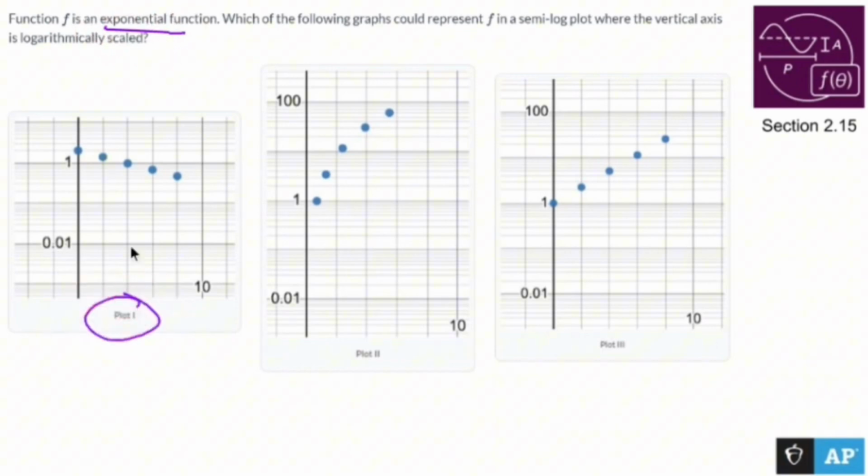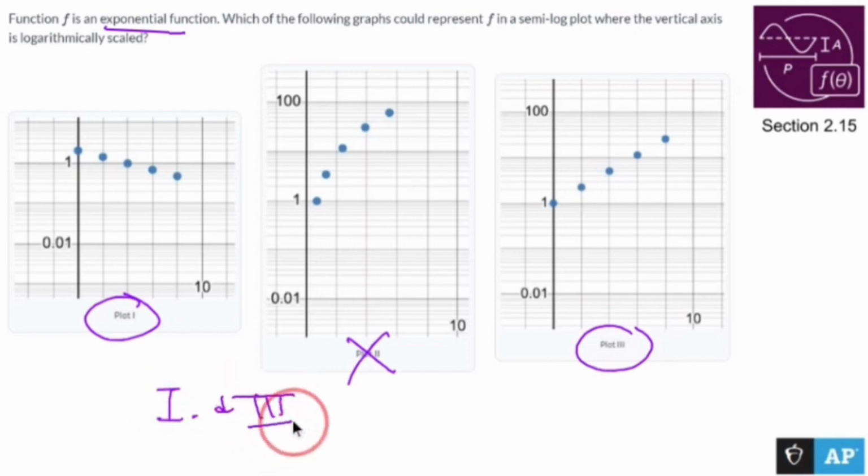1 does that because that appears linear to me. 2 doesn't because that appears not linear to me. And 3 does that because that appears linear to me. So the answer for this one is going to be 1 and 3, because the goal of a semi-log plot is to make exponential functions or logarithmic functions appear linear, and those are the ones that do just that.